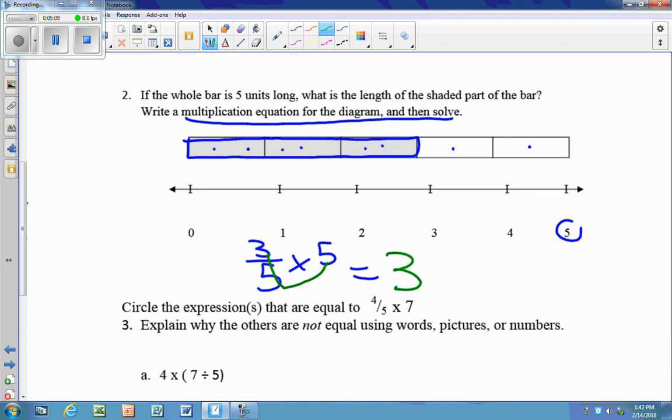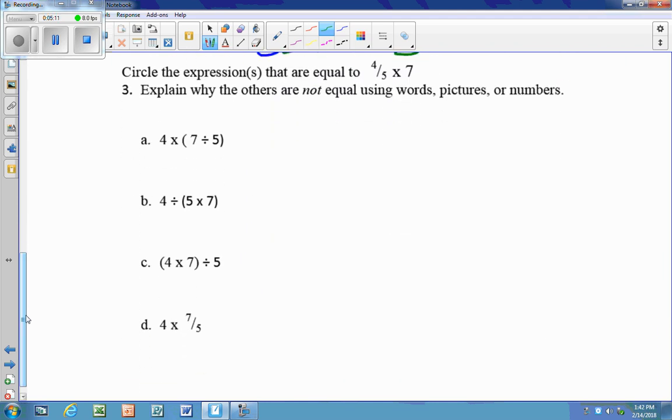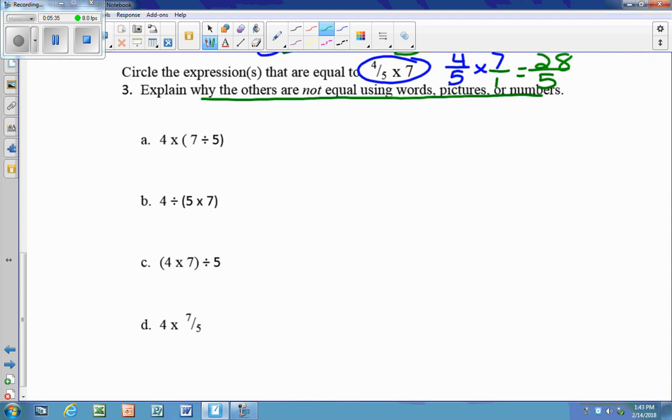On the bottom, we're going to circle any expression that is equivalent or equal to 4/5 times 7. So if we have 4/5 times 7, and we know that there's a hidden number 1 under there, and we go across and we have 28/5. We're going to leave that and see which ones match up with that. It says we're going to have to explain why the others are not, using words, pictures, or numbers.